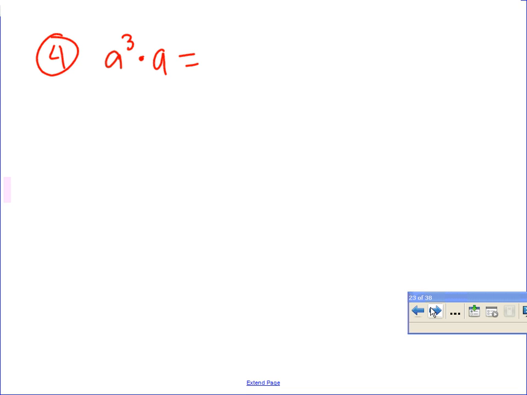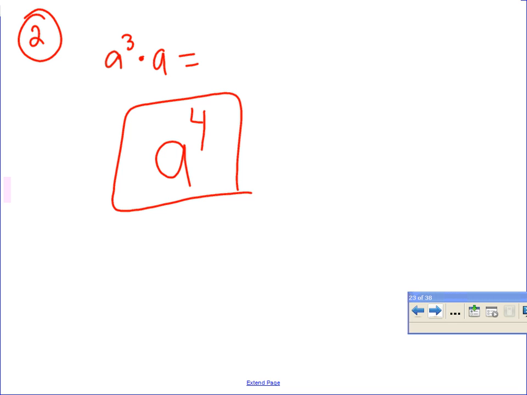Okay, second one. So example number 2. This should be an easy one. A to the 3rd times a. When you multiply same base, Sam, what do we do with exponents? Add them. So Melissa, what's the answer to this one? Good. 3 plus 1 is 4. So that one should be very, very basic. You just get a to the 4th.